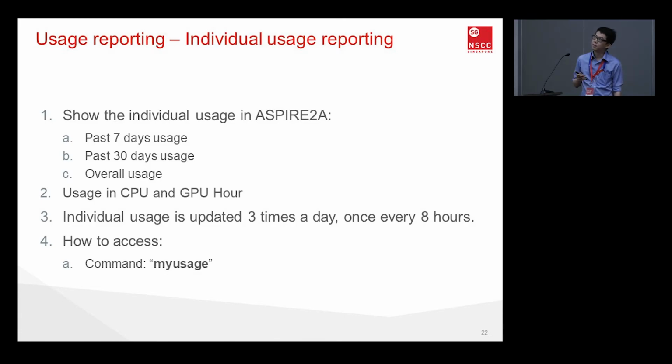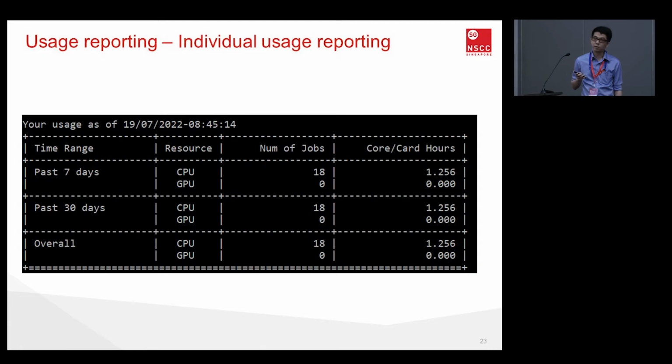So next, this is an example screenshot from the my usage command. As you can see, for usage, this is the time that will get updated. Like I mentioned, this only gets updated 3 times a day, once every 8 hours. It will show you the past 7 days, how many jobs you have submitted, and the core hour and GPU card hour that you have utilized.